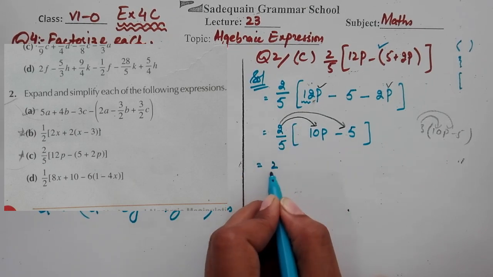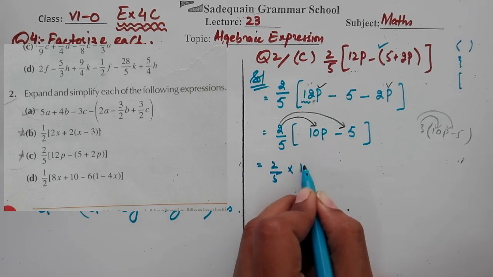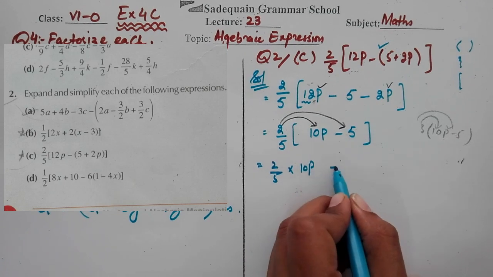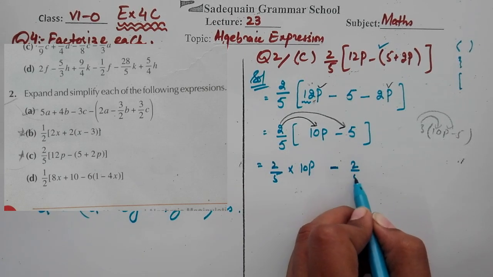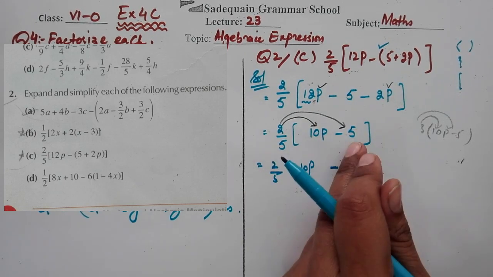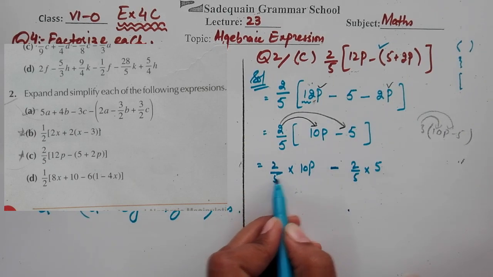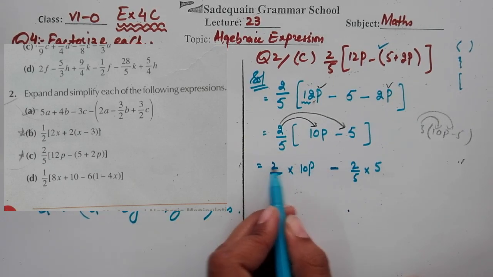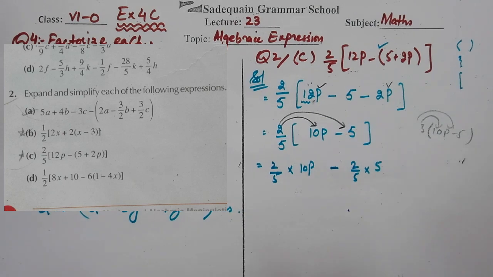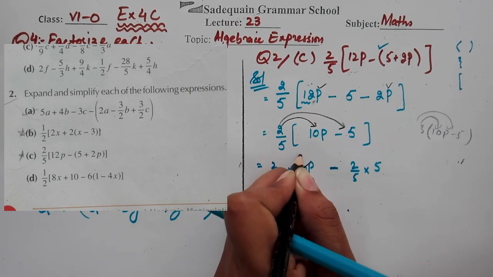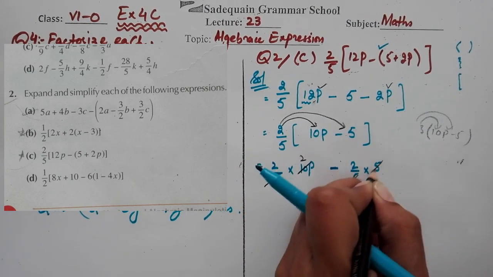So 2 upon 5 multiplied by 10p. Now here minus sign as it is, 2 upon 5 multiplied by this 5. Done. Now can we cancel any of the values of the numerator with the denominator? Yes, we can cancel. 5 ones are 5, 5 2s are 10, 5 ones are 5, 5 ones are 5.